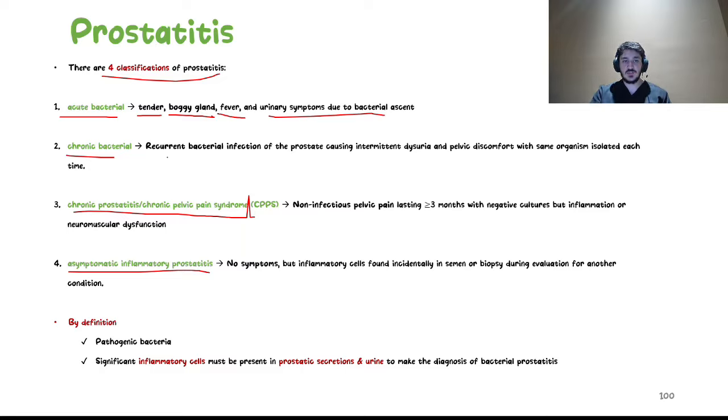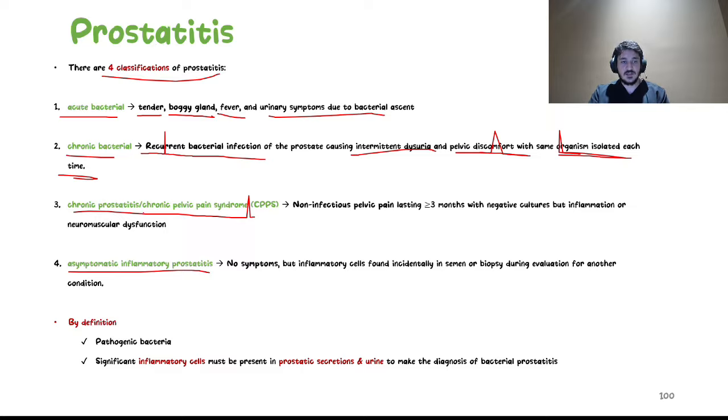Chronic bacterial prostatitis would be someone who's having recurrent bacterial infection, with some mild symptoms like dysuria or pelvic discomfort. This recurrent infection usually happens with the same organism. So recurrent infection with the same organism and mild symptoms like dysuria or mild pelvic discomfort. So this is chronic bacterial prostatitis.